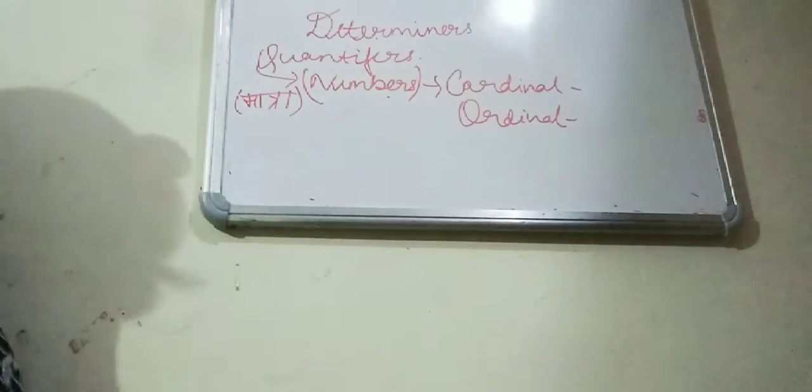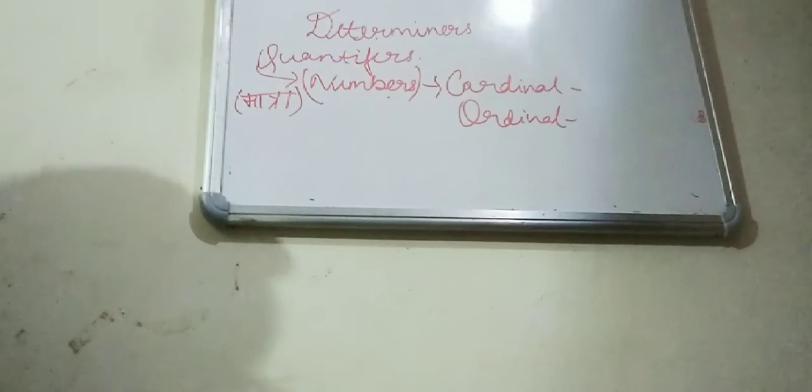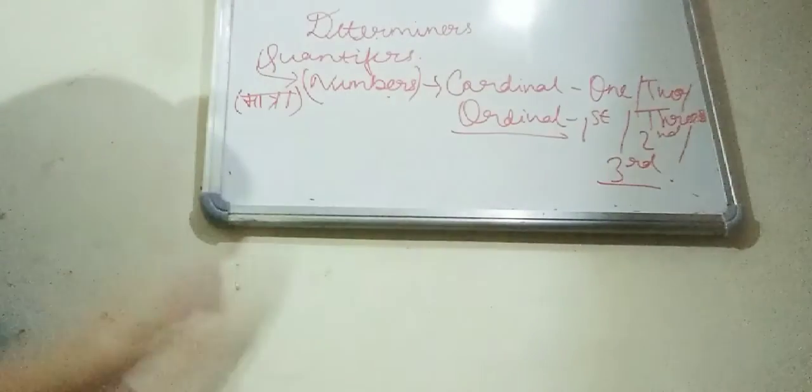So we all know the meaning of number, which in Hindi is mantra. There are 2 types of numbers: cardinal numbers and ordinal numbers. First of all we should understand what will come in cardinal and what will come in ordinal. In cardinal, 1, 2, or 3, these numbers will come. And in ordinal, first, second, third, these types of numbers will come.